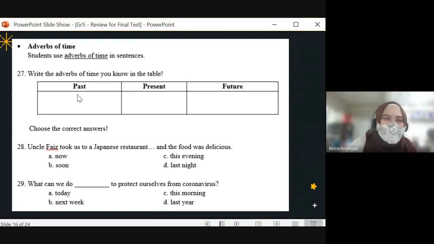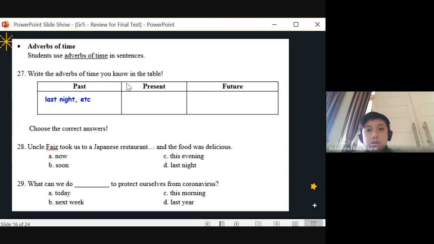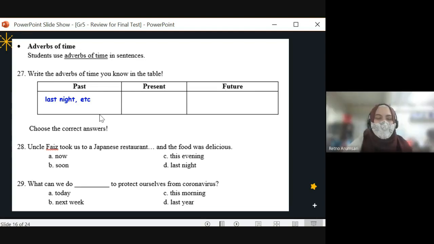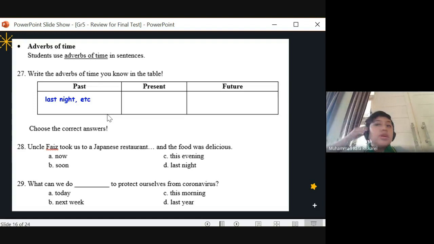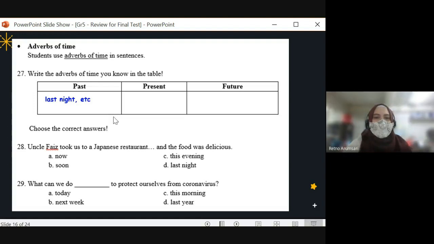All right, I'll just give you the examples first. Last night, what else? Yesterday? Yesterday, yes, what else? Week? Last week, yes. And last month, yes. Or something with ago, right? 3 days ago, 2 weeks ago, 1 year ago, a year ago, like that. All right, thank you, Rakila.